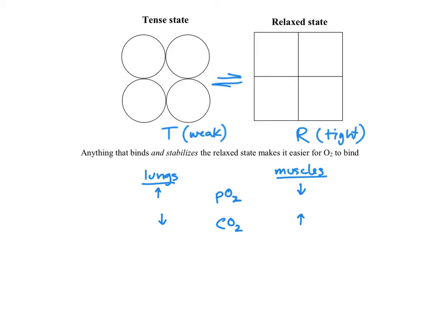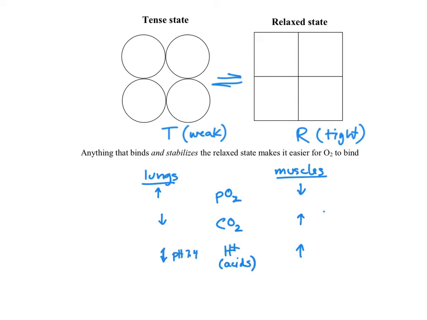You may also know that when you use a muscle a lot, you tend to build up acid. That's protons. Maybe you've heard that lactic acid tends to build up. So protons tend to be higher in muscles, and you actually have a lower pH in muscles. And they tend to be a little bit lower or more normal, pH 7.4, in the lungs.